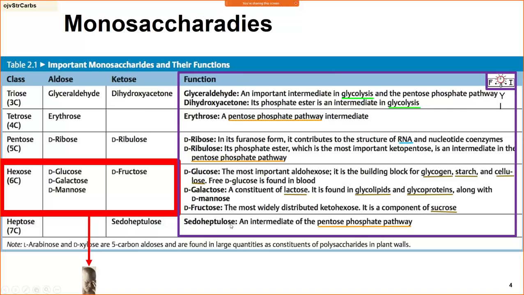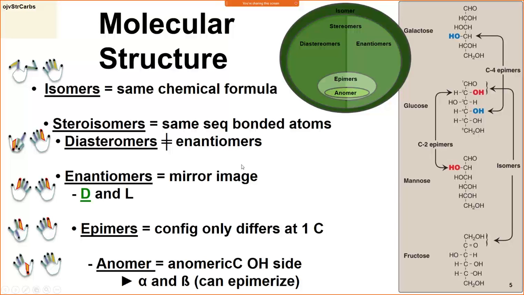This whole purple box is an FYI. You don't need to know it, but here's listing the different monosaccharides: 3 carbon, 4, 5, 6, and 7 carbons, and where they are. The only thing you need to memorize from this is this red box of the 6 carbons: glucose, galactose, mannose, and fructose. You don't need to know the structures, but I'm going to be talking about those and the differences.